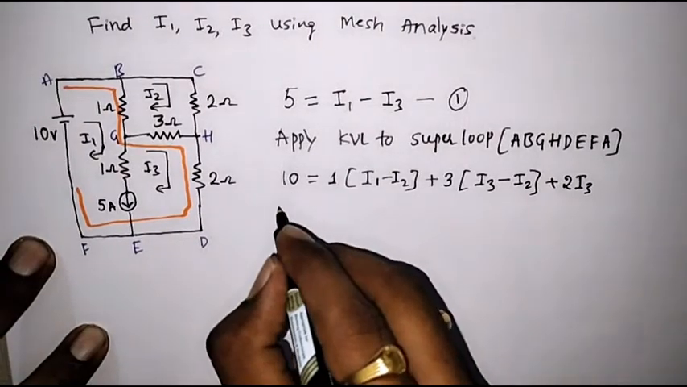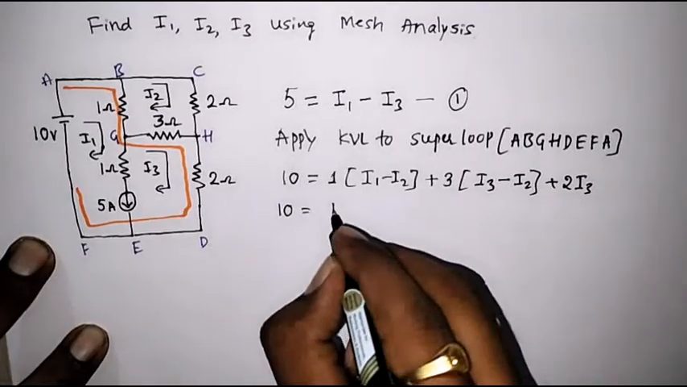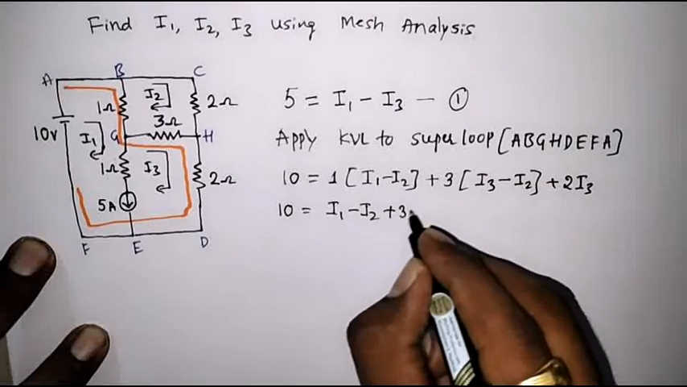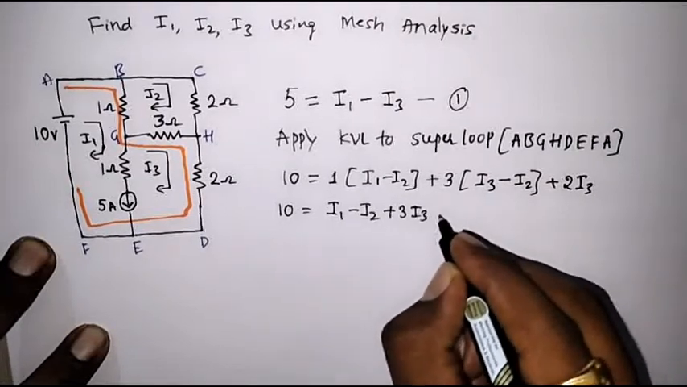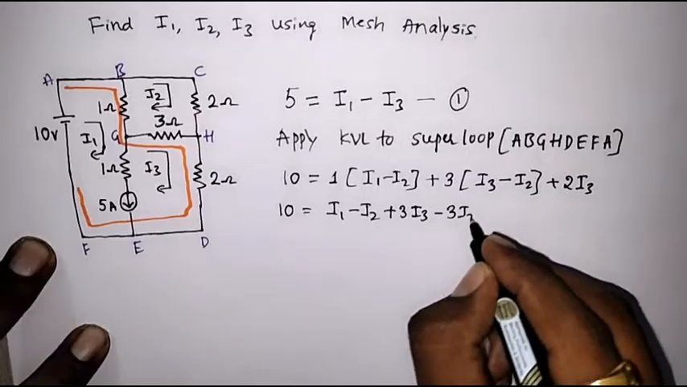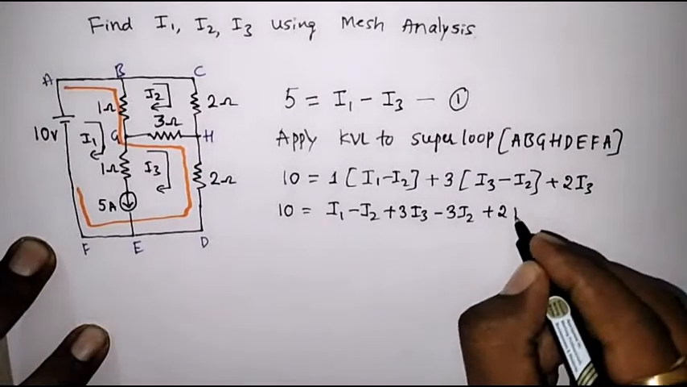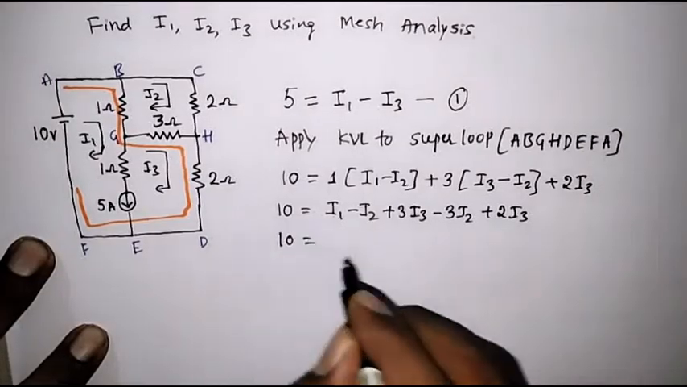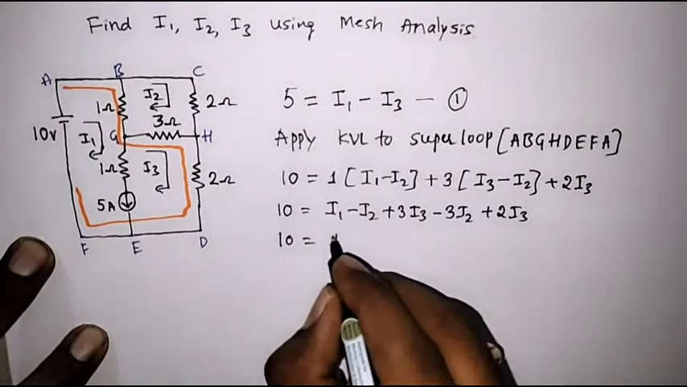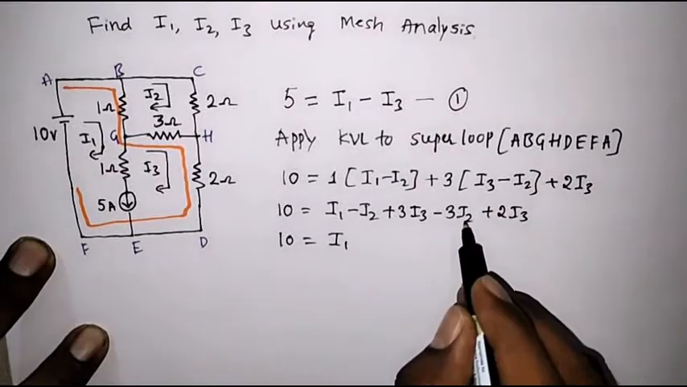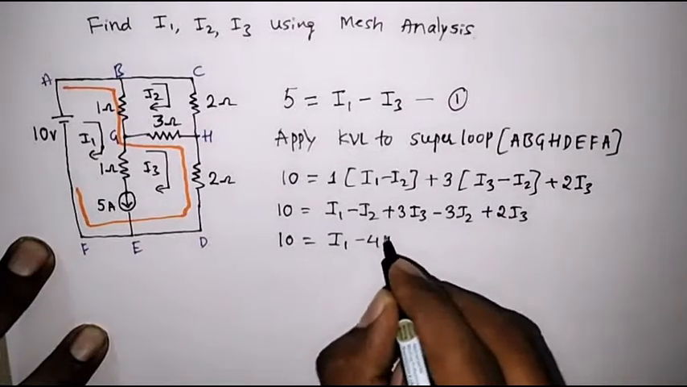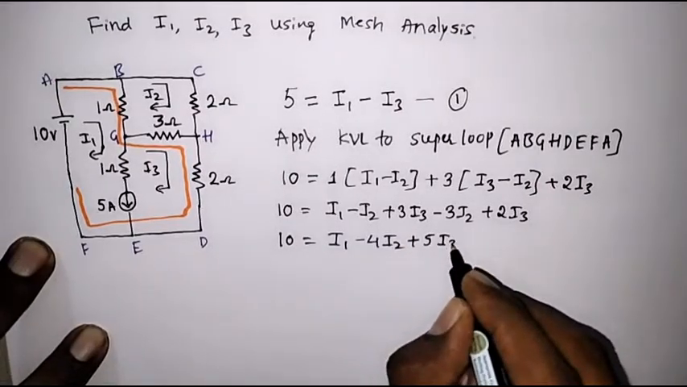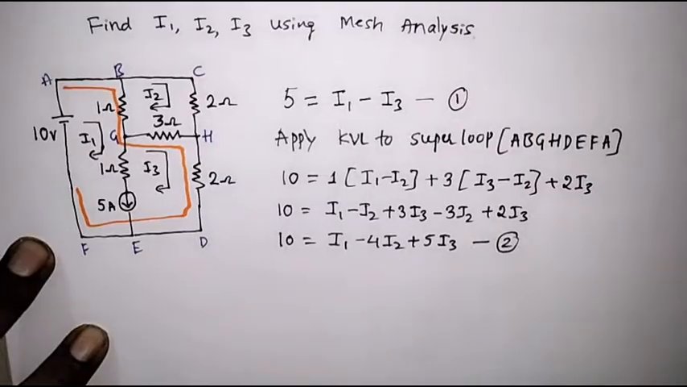We'll simplify this equation. 10 is equal to I1 minus I2 plus 3I3 minus 3I2 plus 2I3. Simplifying this further, we can write I1 minus 4I2 plus 5I3. We'll call it equation number 2.